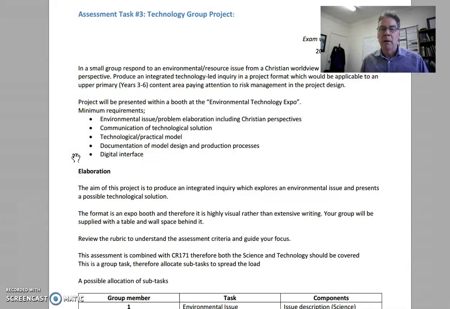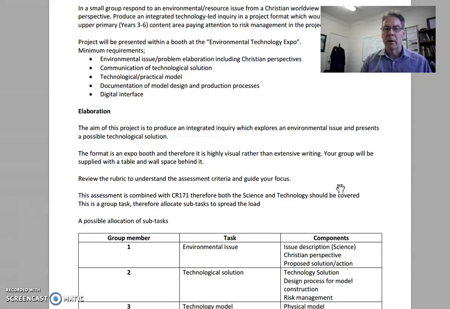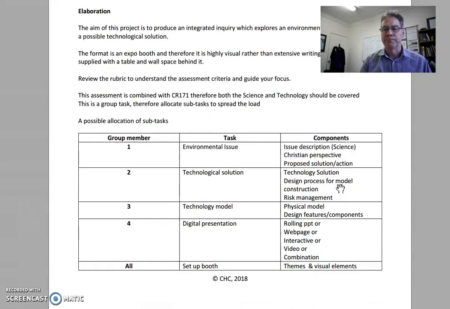So altogether, we've got the science, and what are the things involved in the science around those sustainable problems, what are the things we can do scientifically, and what are the things we can do technologically. Here's a model of a technological solution, this is how we design the solution, and we've got a digital interface which captures all those things. Importantly, the elaborations provide a little bit more information.